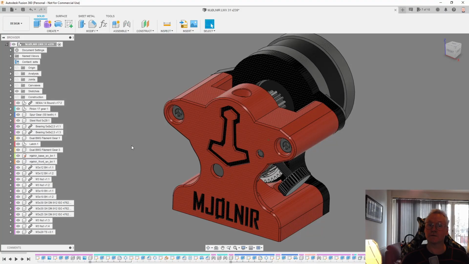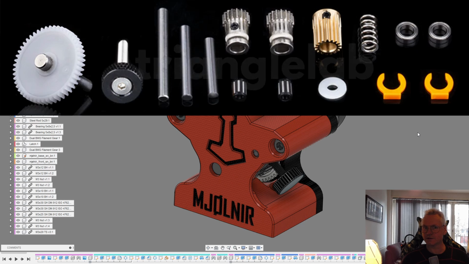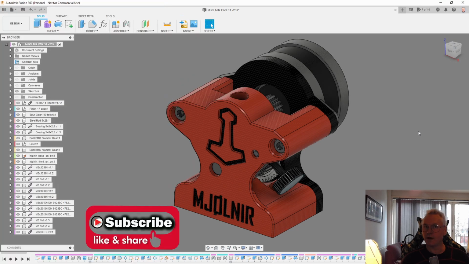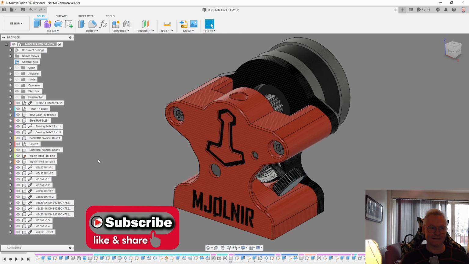First of all, this extruder consists of only three parts. They all print without any support, and the hardware is easily sourced, so you will get a very strong and lightweight extruder for a reasonable price. So let's take a look inside.